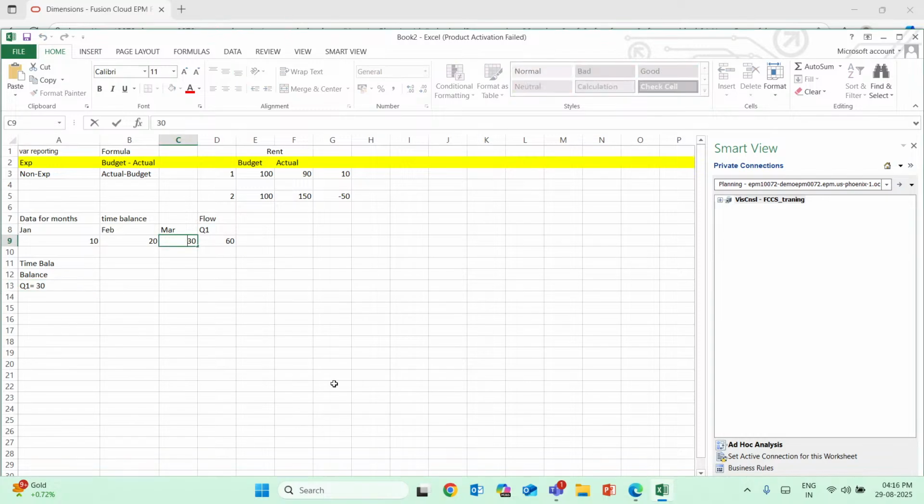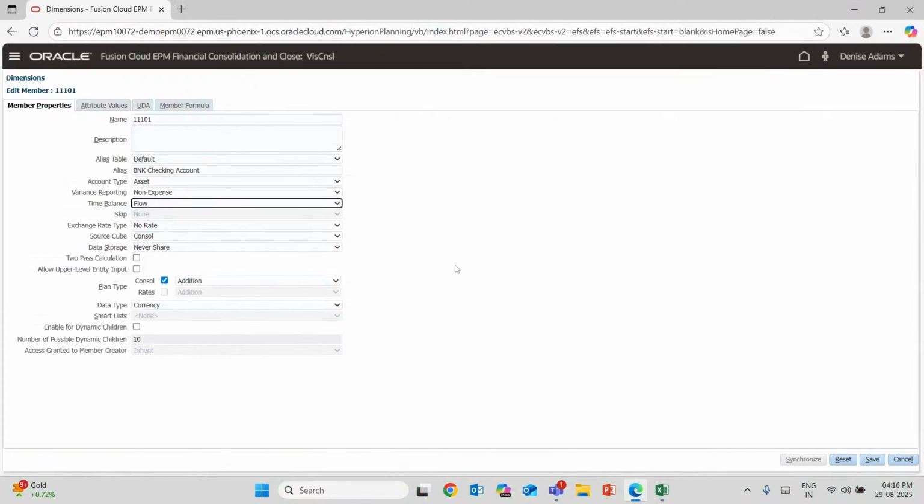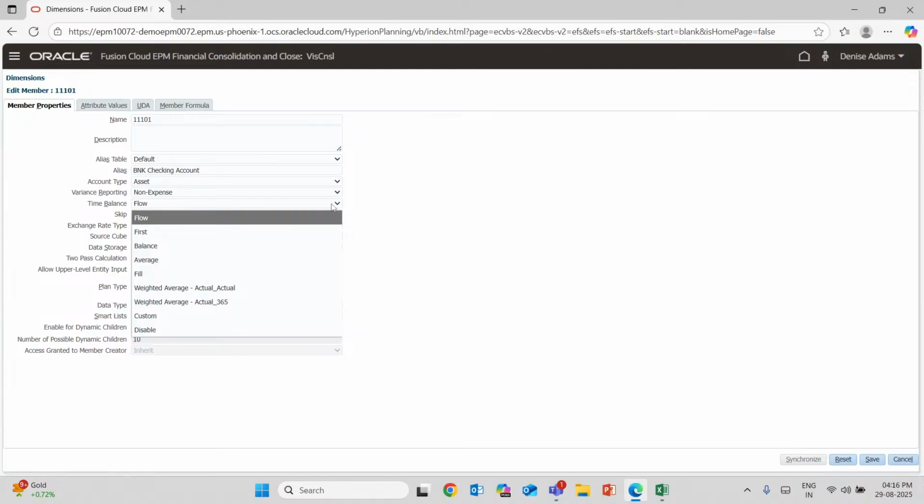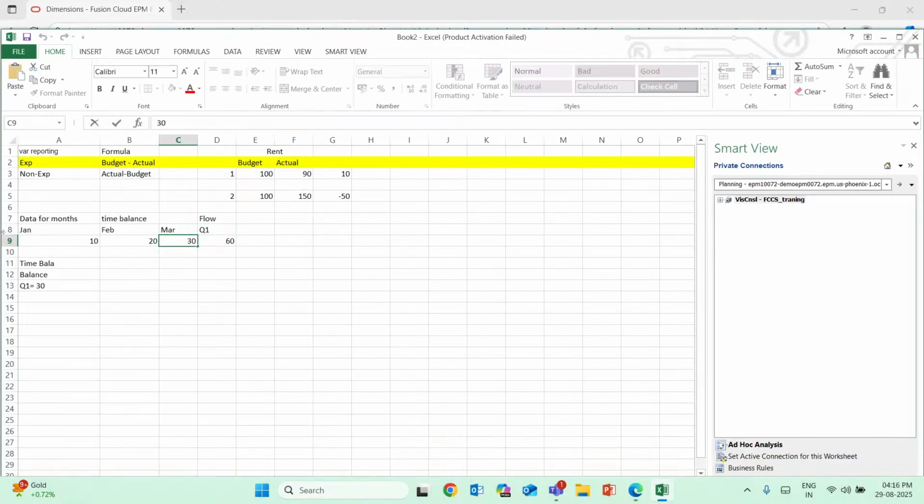So this is balance. If we take time balance as first, sorry, FIRST, then the value would be 10.